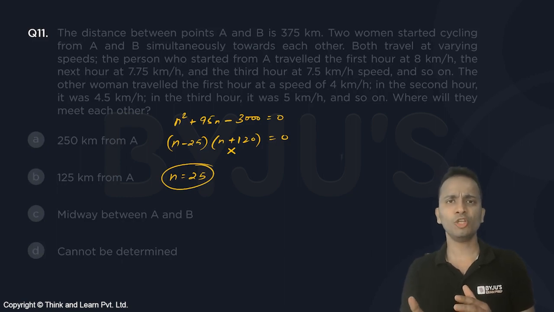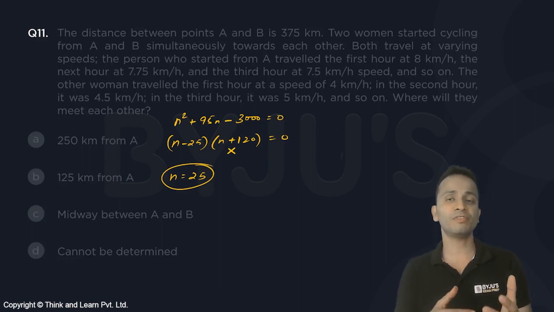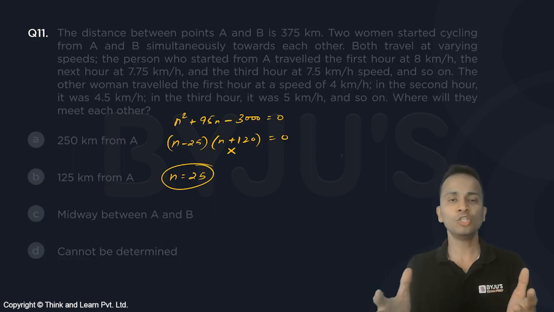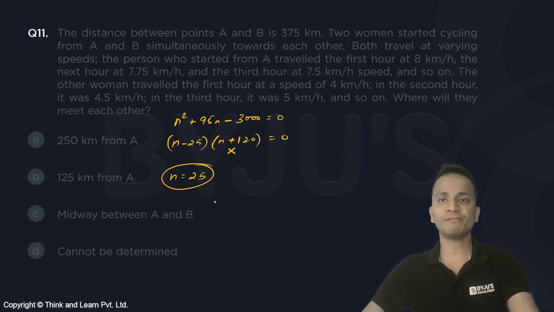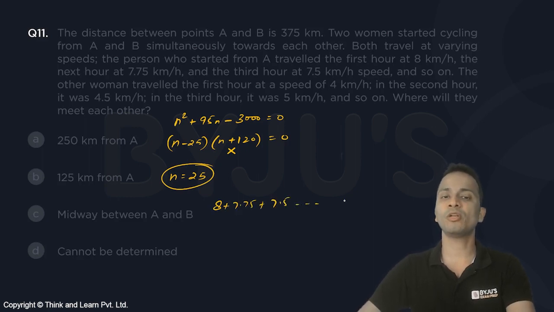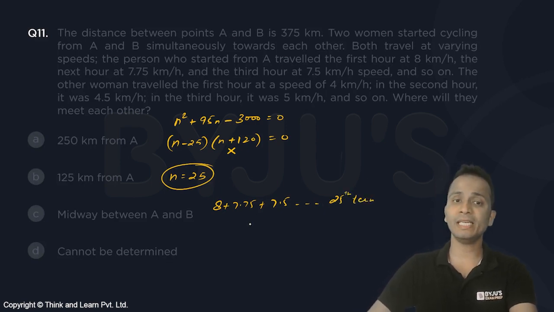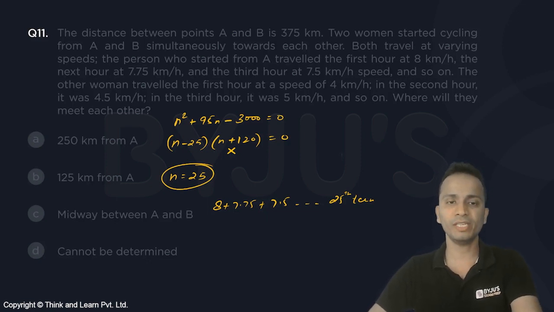Now you can calculate the sum of the distances for the first lady or the second lady to find out the location of the point where they have met. The distance traveled by the first lady is 8 plus 7.75 plus 7.5 and so on up to the 25th term. Or you can apply it for the second lady. If you apply it for the first lady, it will give you the distance from A. If you apply the same thing for the second lady, it will give you the distance from point B. So I shall apply it for the first lady.